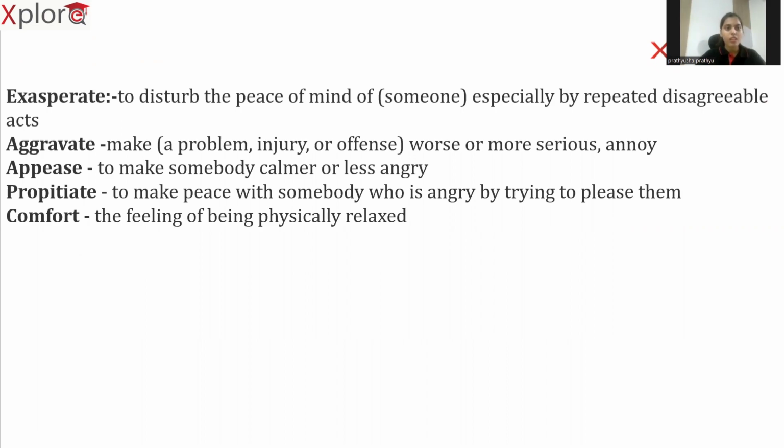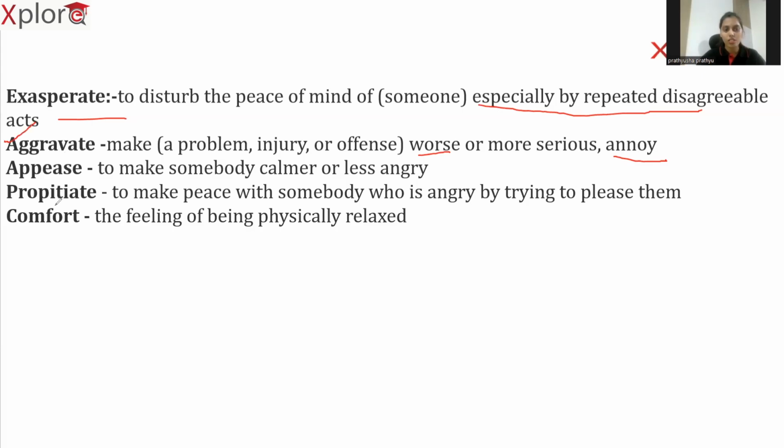Exasperate meaning, as you can see here, to disturb the peace of mind of someone, especially by repeated disagreeable acts. For example, if someone is irritating you and disturbing your peace of mind by doing something which you don't like, which you disagree with, right? Next, aggravate meaning, again, it is also the same. Make a problem worse, or more serious, or annoying a person, nothing but irritating. So both are kind of synonyms. So here the right answer is aggravate.